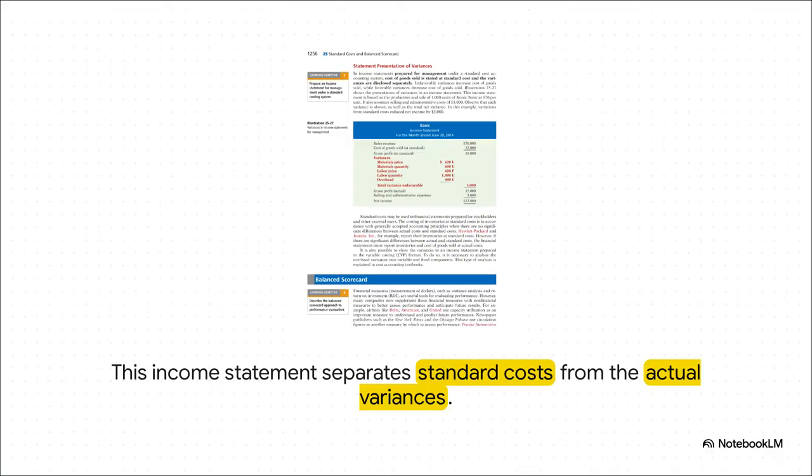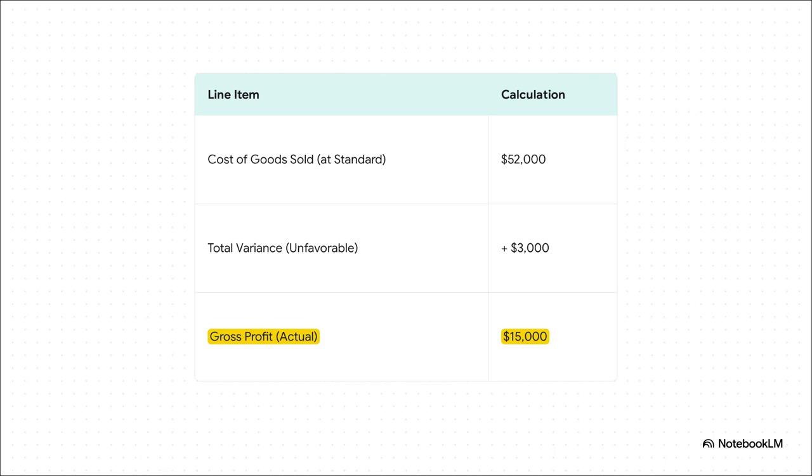Okay, now check this out, because this is where it gets interesting. Look at how this income statement is put together for managers. It doesn't just say cost of goods sold. It says cost of goods sold at standard. It's not trying to hide the problems, it's putting them right under a spotlight, listing every single variance so you can see exactly where things went wrong. So, it all boils down to this super simple formula. Your actual result is just your planned standard plus or minus whatever variances pop up. In this case, they had an unfavorable variance of $3,000, which dragged their gross profit down. It's a straight line from the plan to the reality.